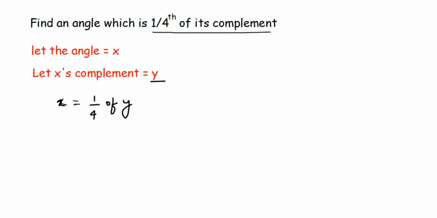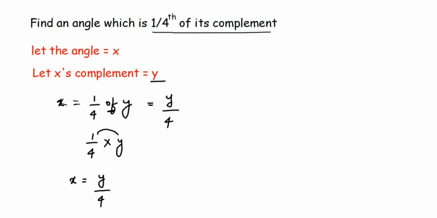We can write this as y over 4 because "of" means multiplication. This will be 1/4 times y, right? So when you multiply, 1 times y is y, we get y in the numerator. So we got a relationship here, that is x equals y over 4.